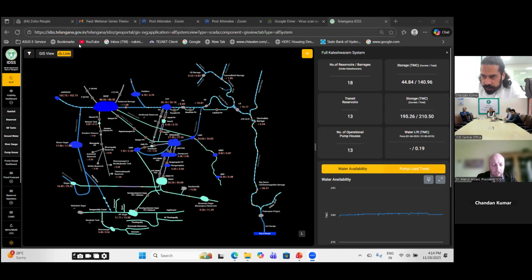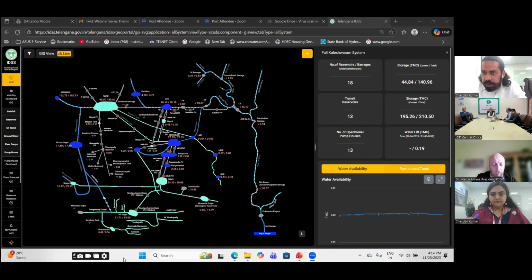There was a question related to percentage of accuracy in terms of flood forewarning. I would like to give you another use case where recently there was the Montha cyclone in Andhra Pradesh that I told you about.